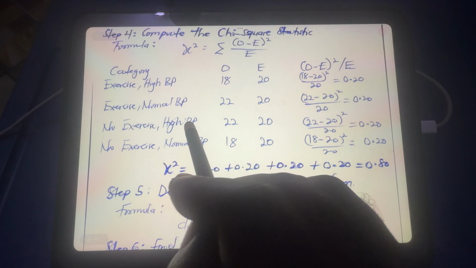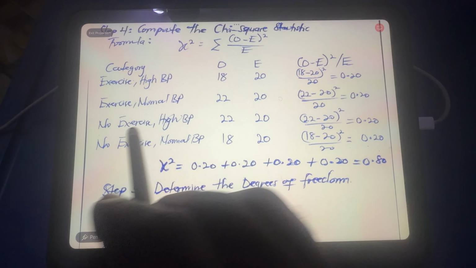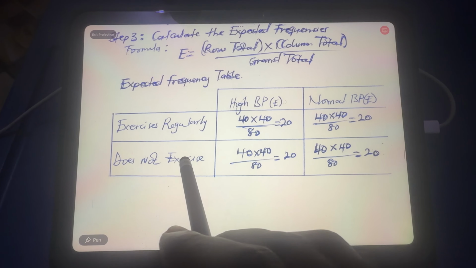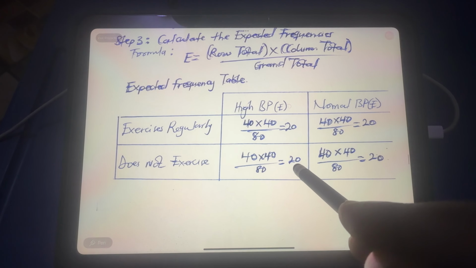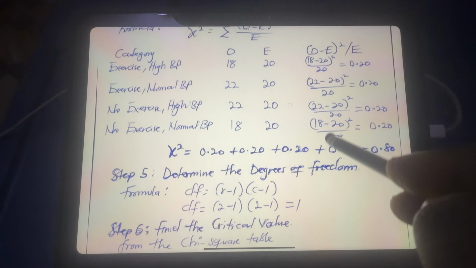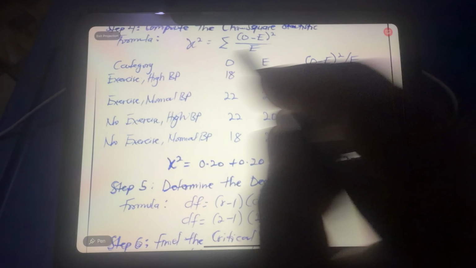Do not exercise regularly, high blood pressure, 22 for the observed, we've done that already. Do not exercise regularly, high blood pressure, 20 for the expected. And do not exercise regularly, normal blood pressure is also 20. Do you get it? Good. And that is how we were able to do this table.